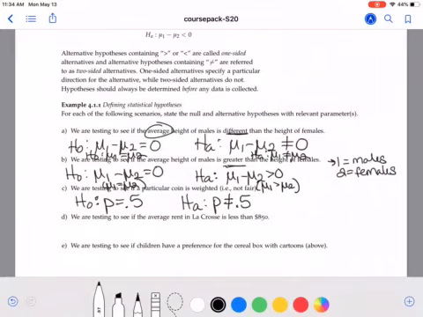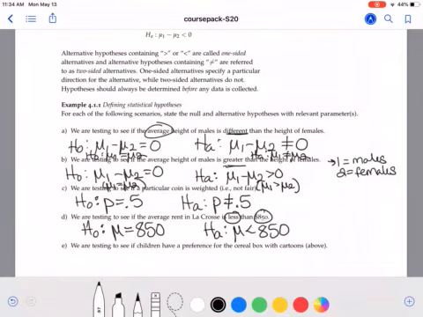to 0.5. If we're testing to see if the average rent in La Crosse is less than $850, this is quantitative data, so we'd be dealing with a mean, and we are looking at a single sample here, so rent in La Crosse. So we would want to test if the mean was $850, and what we're really interested in is if it is less than $850. So our relevant research hypothesis is mu less than $850 with the baseline of equal to in the null.